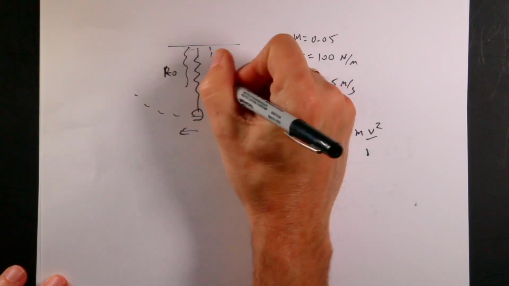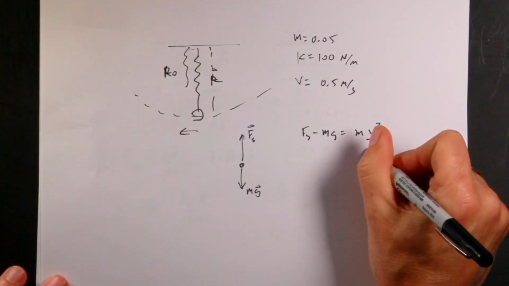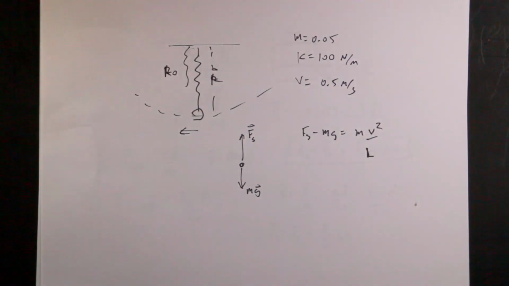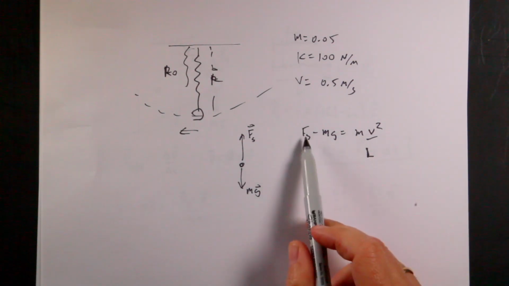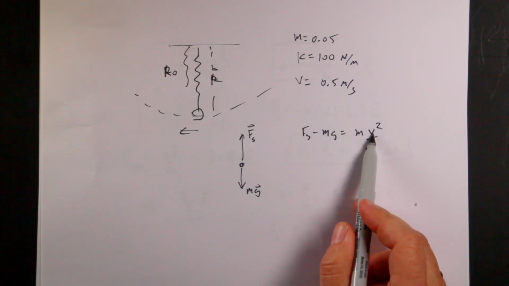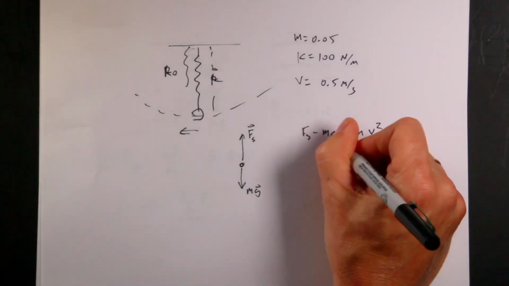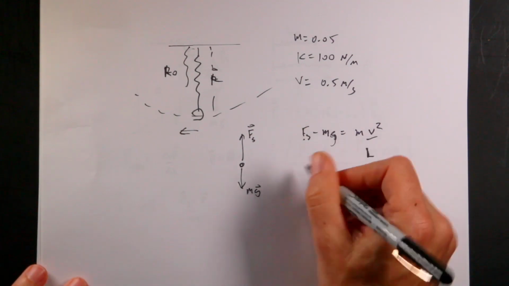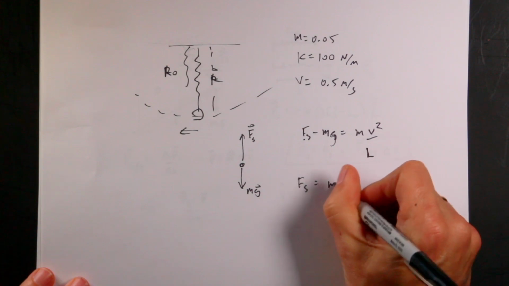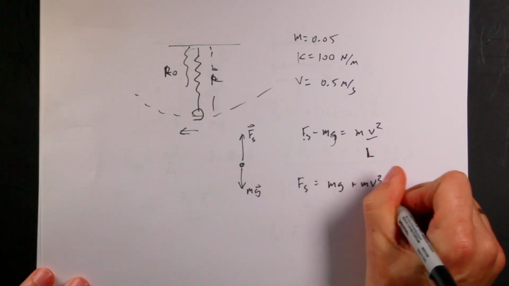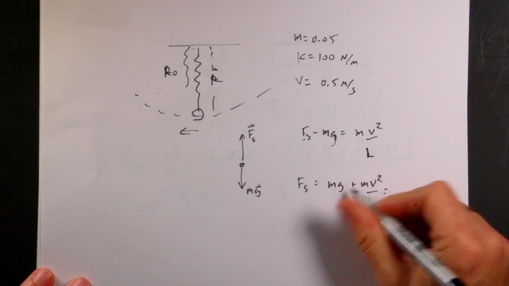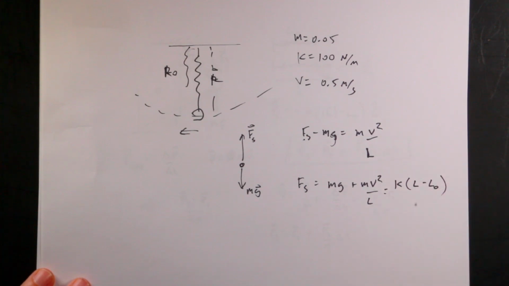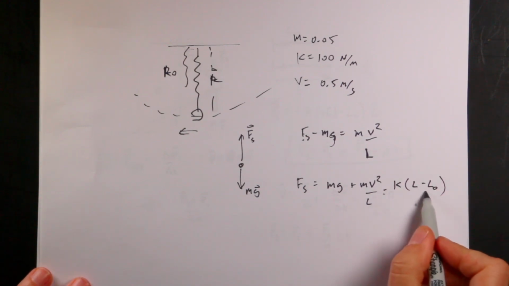Let's just call that r0 and r. I can use the L's though. Let's switch back to L. So mv squared over L, and L is 1 meter. I know my v, I know m, I know g, but I don't know the spring force, and I can use that to calculate my unstretched length. So Fs is mg plus mv squared over L, and that's going to be equal to the magnitude, k times L minus L0. And just the magnitude, right? So I can use this to solve for L0.